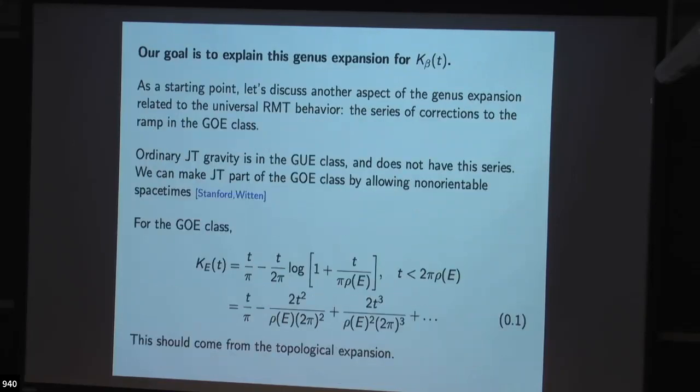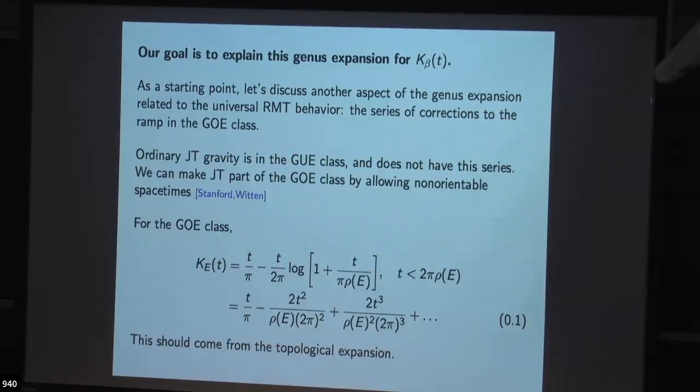Okay, so our goal is going to be to explain this genus expansion for K beta in JT gravity specifically. We're not going to be able to give a comprehensive explanation, but we'll be able to say some things. But we're going to take a little bit of a detour first. Rather than studying the genus expansion for K beta, let's study a different genus expansion, just to get oriented. It'll turn out to be very helpful.